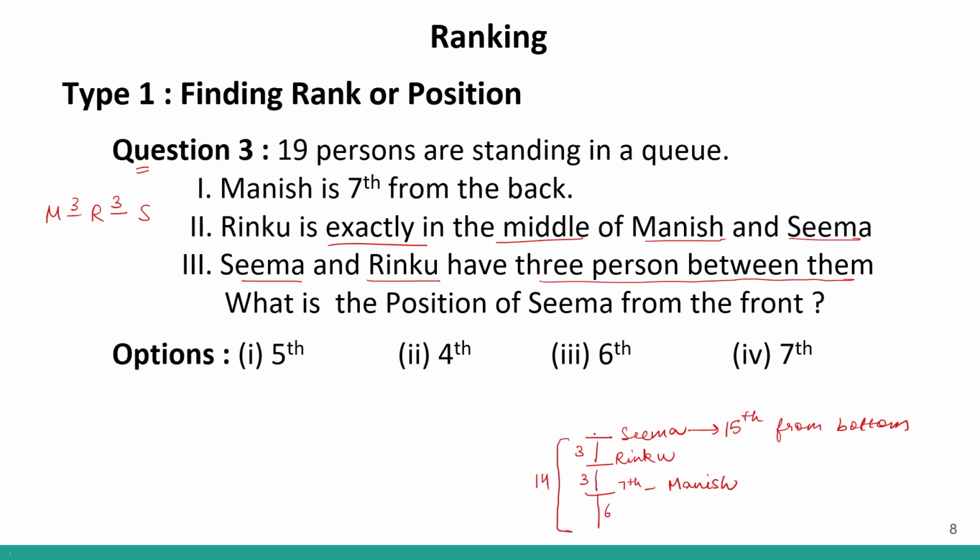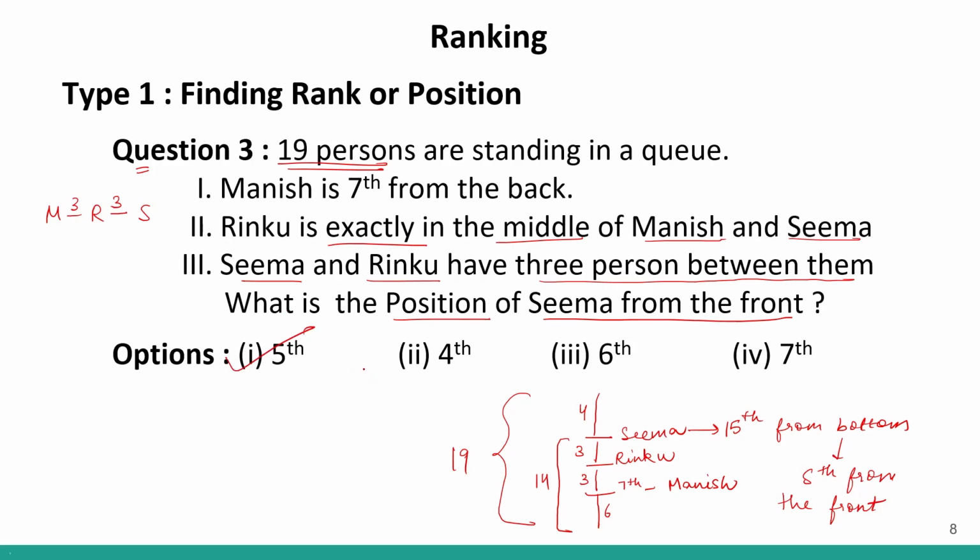Now we have to find out the position of Seema from the front. Up till here we have 15 people, correct? So here we will have how many people? 4 people, because up till here we have 15. Total how many people are there? 19. So this entire thing is 19, correct? We have accounted for 15 people, so here we will have 4. Now what will be Seema's position from the front? If in front of Seema we have 4 people, Seema will be 5th from the front. Clear? So my answer will be option number 1, 5th.